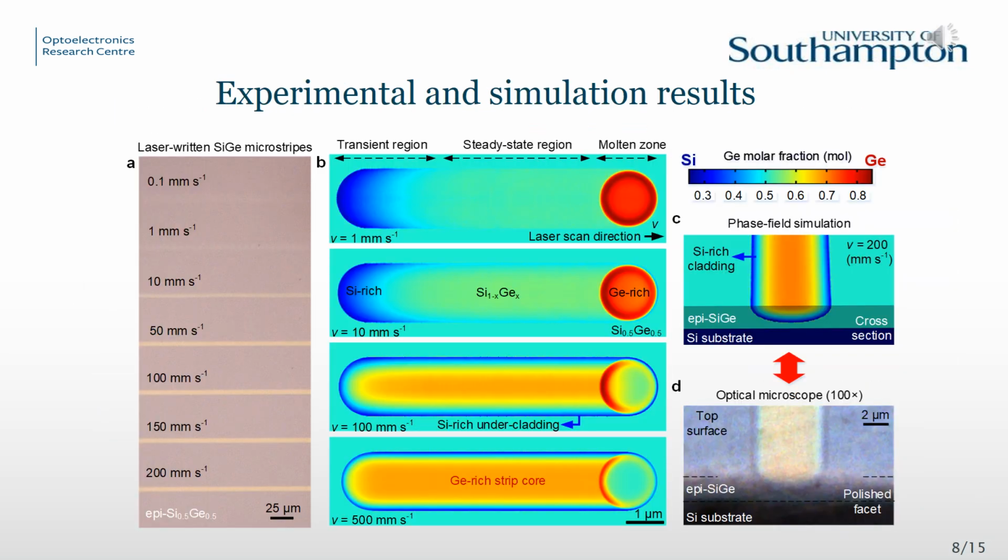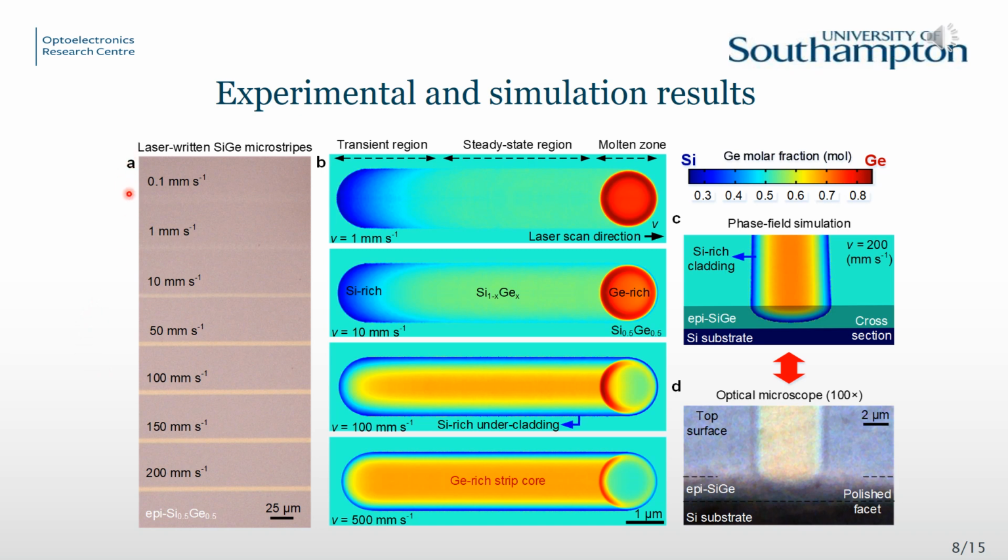We begin our experimental work by applying laser processing to homogeneous silicon germanium epilayers with a thickness of 575 nanometers and a germanium concentration of 50%. The silicon germanium epilayers were epitaxially grown on silicon substrates by reduced pressure chemical vapor deposition. Laser processing was conducted at the same power with different constant scan speeds in the range of 0.1 to 200 mm per second. Depending on the scan speed, the laser-driven liquid-solid interface produces microstripes solidified with varying germanium compositions on the top surface, as shown in the optical microscope image in figure A.